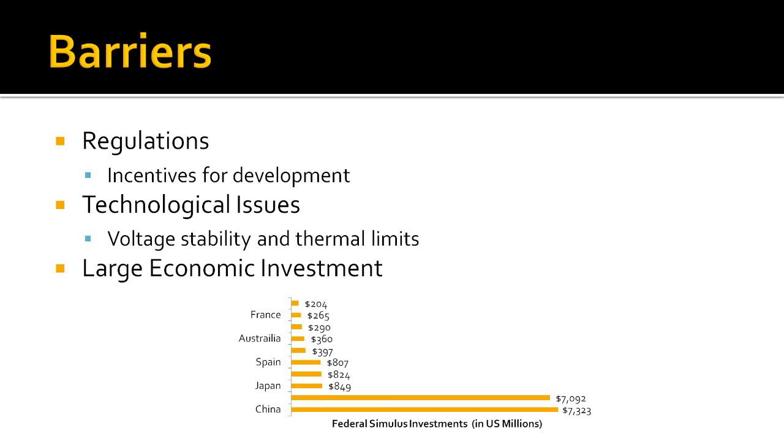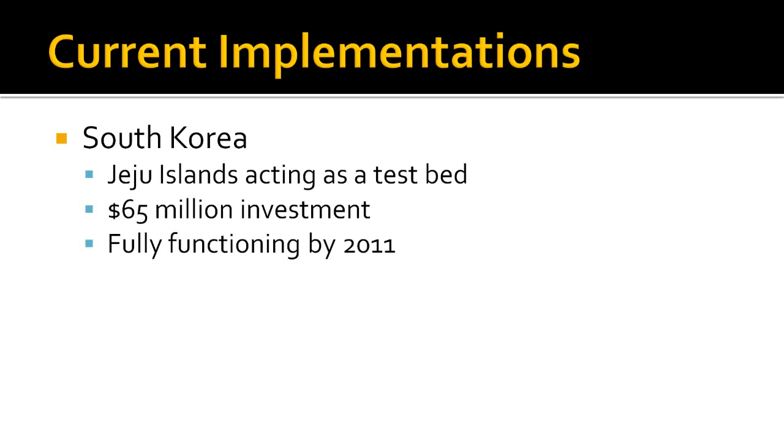Implementing a smart grid will require a large amount of economical investment. China is investing 7.32 billion, while the United States is investing 7.09 billion into smart grids in 2010. A $65 million test project involving 6,000 households on Jeju Island was launched in June of 2009 by various Korean electric power companies to set up a fully functioning smart grid system by 2011.